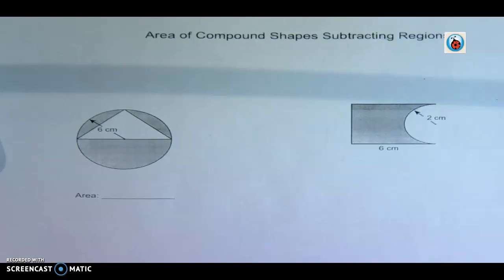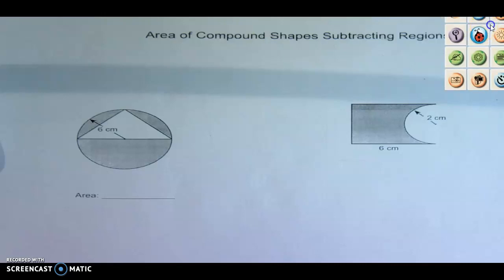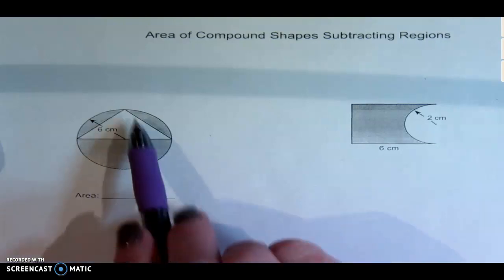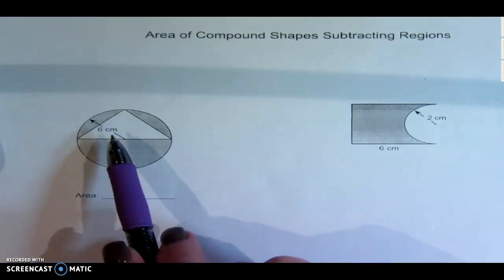Hello, math people. We're going to talk about area of compound shapes today. And our focus is on a process of subtraction. What is different from what you have been working with previously is that in our compound shapes, you are again observing shapes that are not singular. For example, in the first example right here, we have a circle and we have a triangle.